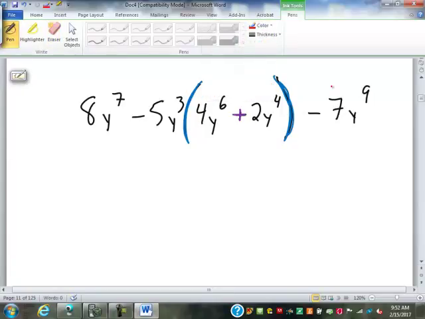Someday when you rule the world, you can invent your own type of math and make everybody do it. So there's nothing we can do inside the parentheses.